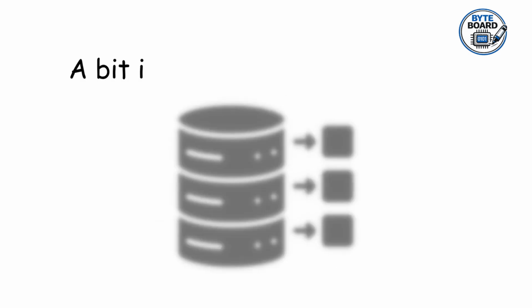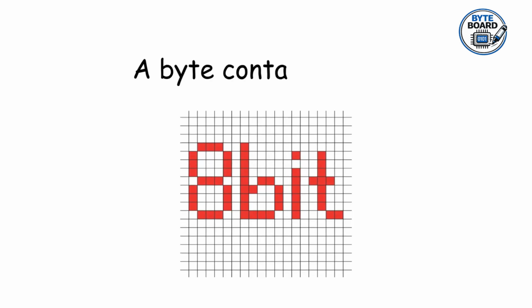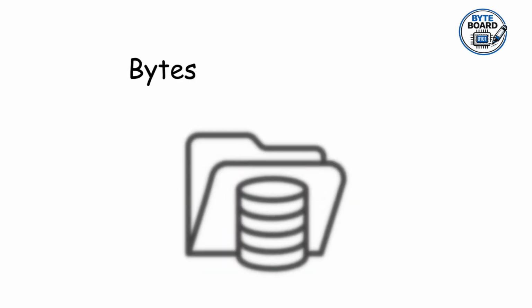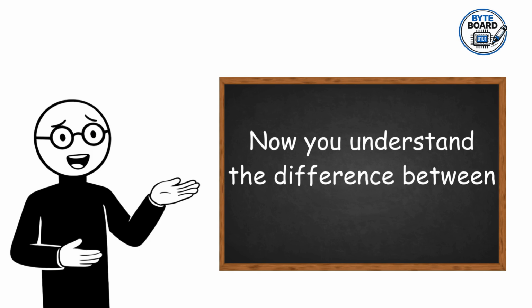Quick recap. A bit is the smallest unit of data. A byte contains 8 bits. Bits measure speed, bytes measure storage. Now you understand the difference between bit and byte.